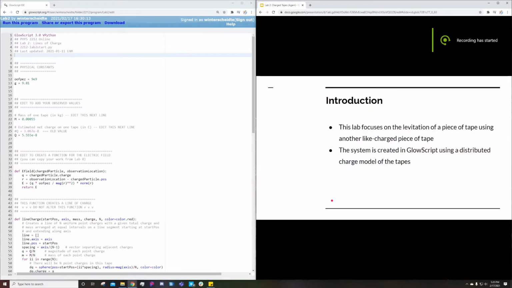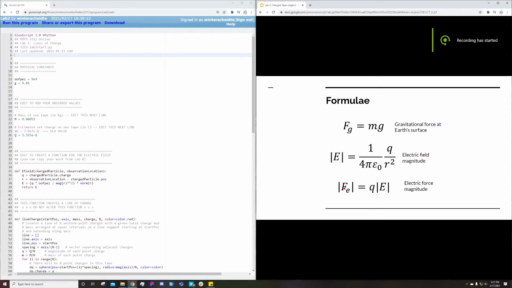This lab will focus on the levitation of a piece of tape using another like charged piece of tape. Unlike the previous lab, this system will be creating GlowScript using a distributed charge model of the tapes rather than a point charge model. The formulae used are the gravitational force at Earth's surface, the electric field magnitude, and the electric force magnitude equations.